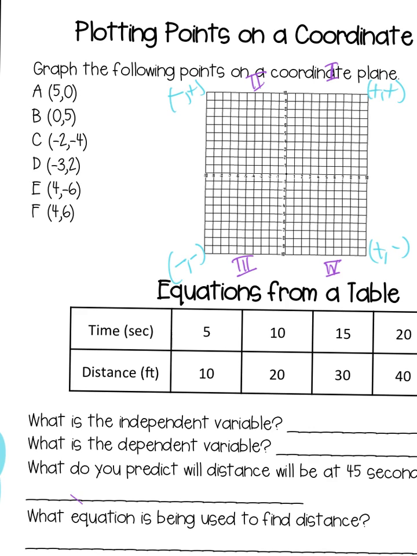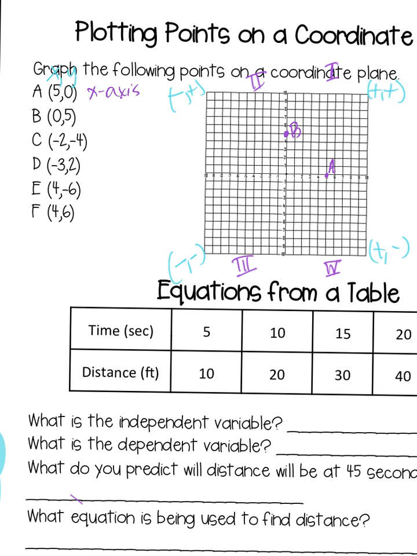Okay, so 5, 0. Remember, this is your x, and that is your y. So this tells me to go left or right. Your x tells you to go left or right, and your y tells you to go up and down. So over 5, up 0. This is on the x-axis. Okay? Now, let's do the next one. You always start at 0, 0, right? That's the origin. Over 0, so I'm not going to go left or right at all, up 5.